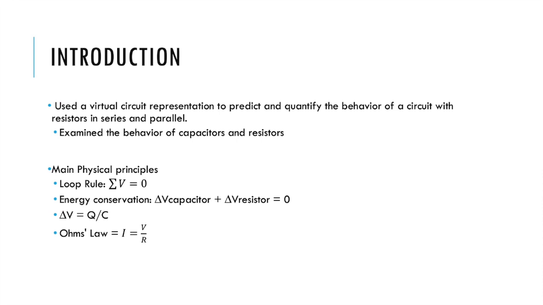So the main physical principles we used are the loop rule, which is how the potential differences around a circuit equal zero when you add them up, energy conservation, which is delta V capacitor plus delta V resistor equals zero, and then how delta V equals Q over C, and then Ohm's law, which is I equals V over R.